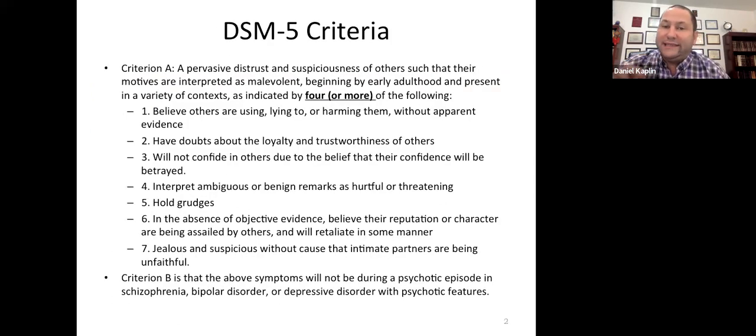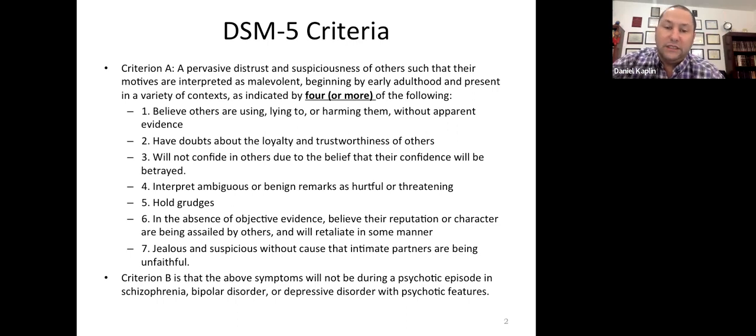But by the DSM-5 criteria, we require 4 out of 7 of the following criteria. A person has to believe that other people are using, lying to, or harming them without evidence. They have to have doubts about someone's trustworthiness or loyalty. They refuse to confide in people because they're afraid that their confidence will be betrayed. So it's, quote, none of your business. They interpret neutral or benign remarks as harmful or threatening.